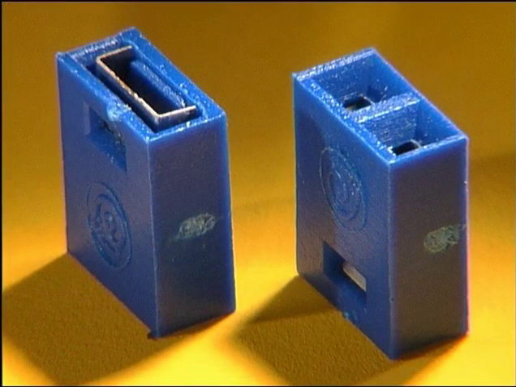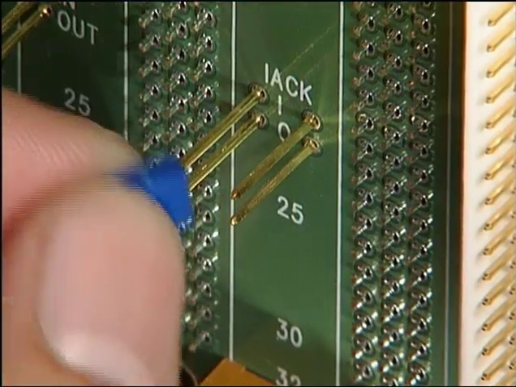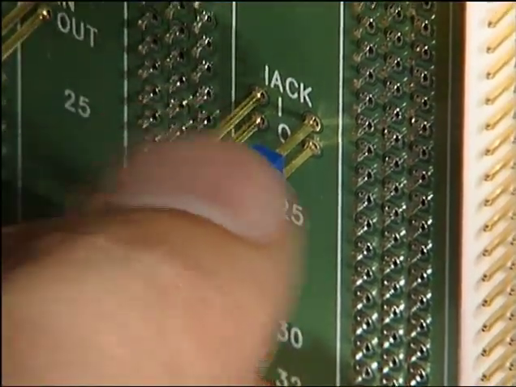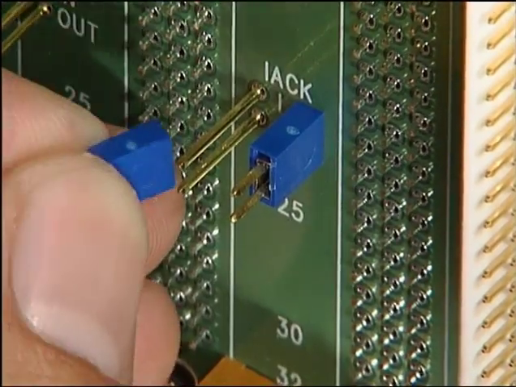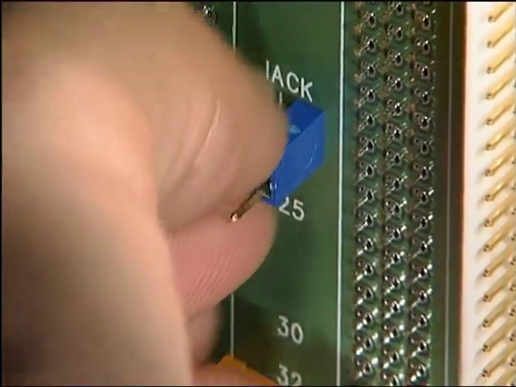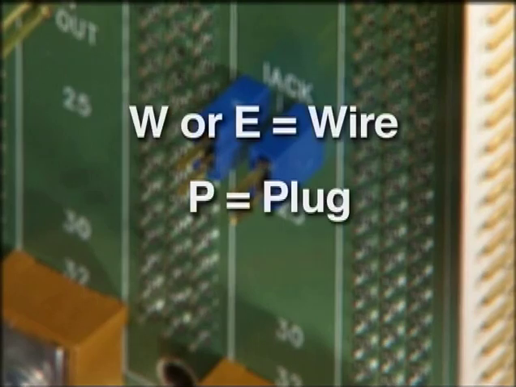The last type of connecting hardware we'll examine is the jumper. Jumpers connect two pins on an assembly together, providing an electrical path between those points. The reference designator for a jumper is W or E when the jumper is a wire, and the letter P when the jumper is a plug.